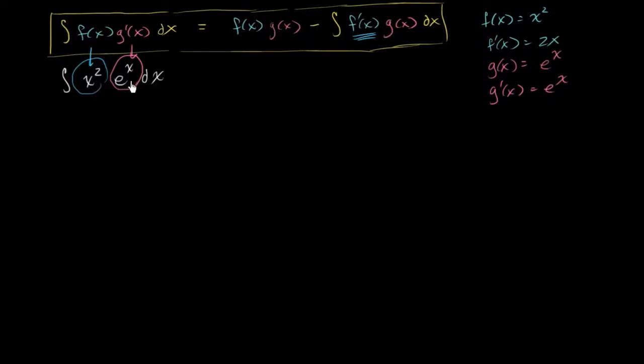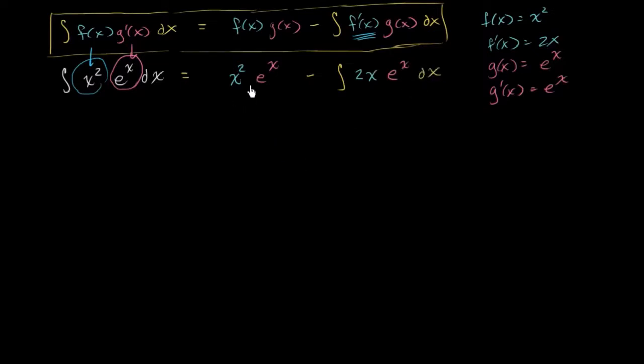So all this thing right over here is going to be equal to f of x, which is x squared. And let me put it right underneath. X squared times g of x, which is e to the x, minus, let me do that in that yellow color, I want to make the colors match up, minus the antiderivative of f prime of x. Well, f prime of x is 2x, 2x times g of x. G of x is e to the x, e to the x dx.